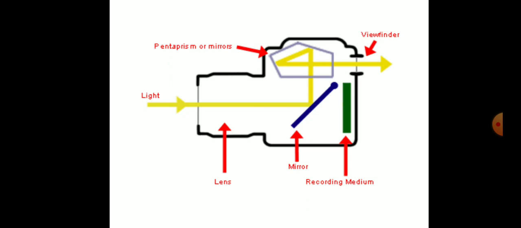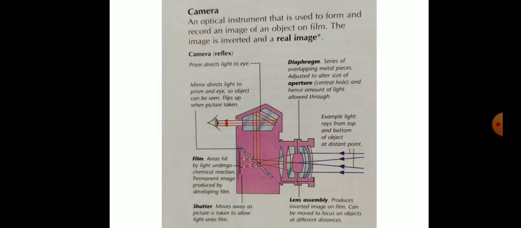Then pentaprism or mirrors, viewfinder, a recording medium is also sometimes placed, and after that the film sensor is placed. The mirror is at a 45-degree angle. Lens. Here again the anatomy of a camera is explained in the same way. A camera is an optical instrument that is used to form and record an image of an object on a film. The image is inverted and a real image.